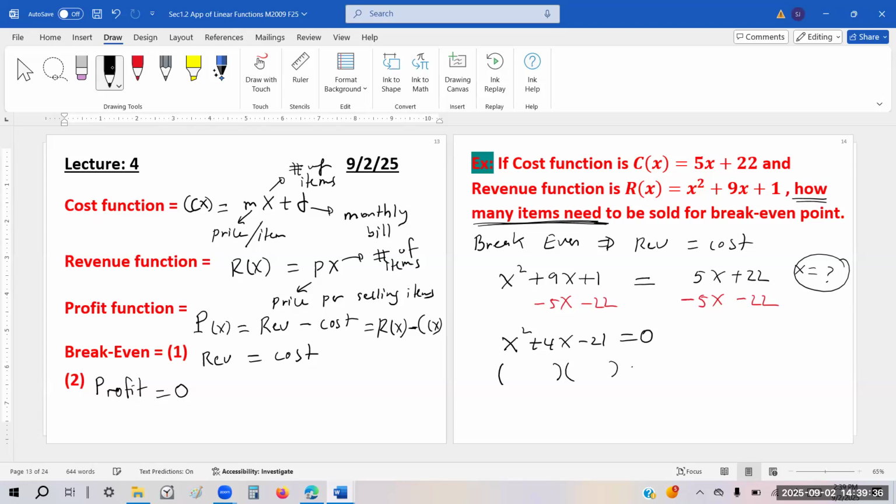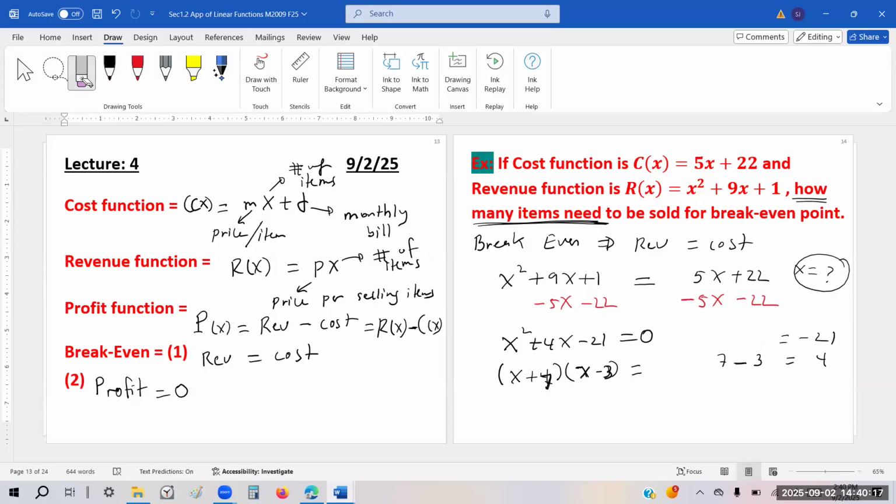Can you think of two numbers? When you multiply them, the answer is negative 21. When you combine them, the answer is positive 4. So x plus 7 and x minus 3. Negative 7 times 3 is negative 21. Negative 7 plus 3 is, sorry, other way around. 7 and negative 3. 7 times negative 3 is negative 21. 7 minus 3 is 4.